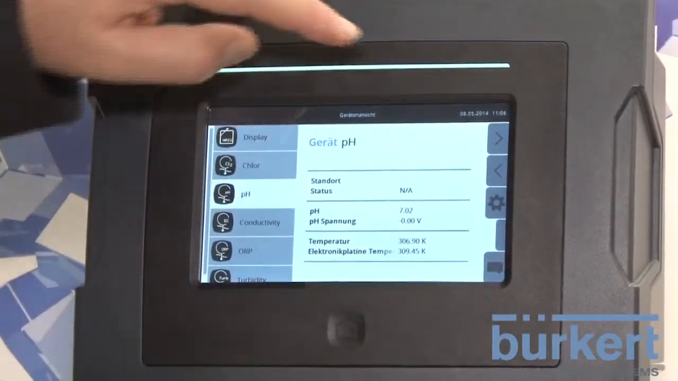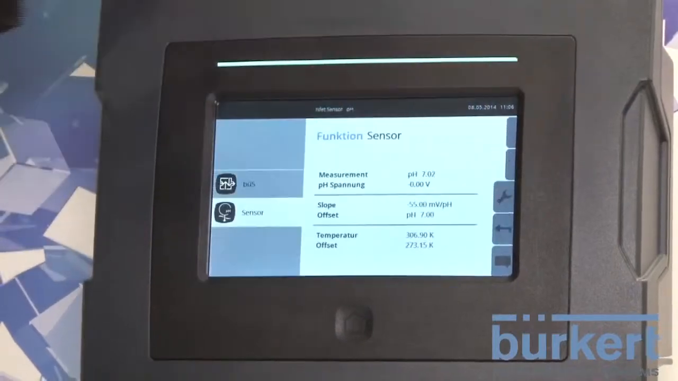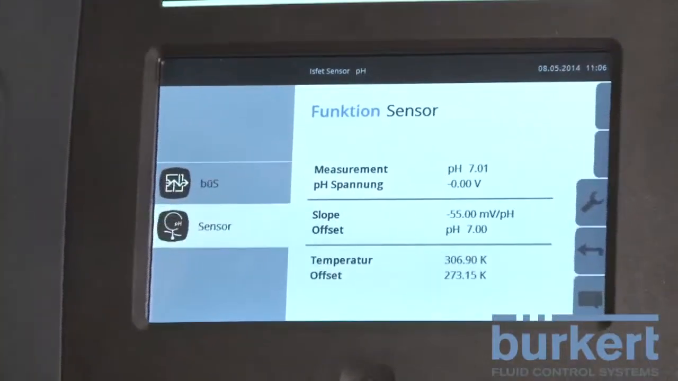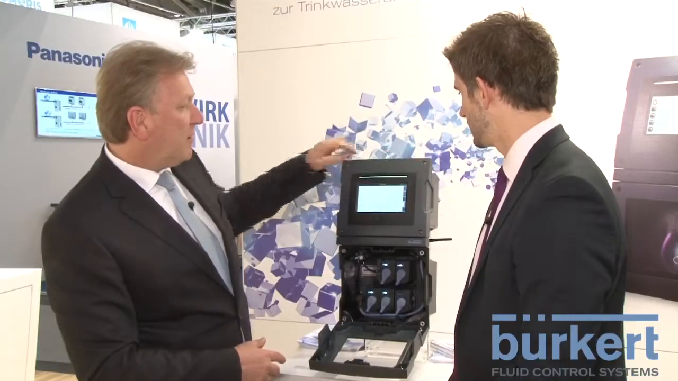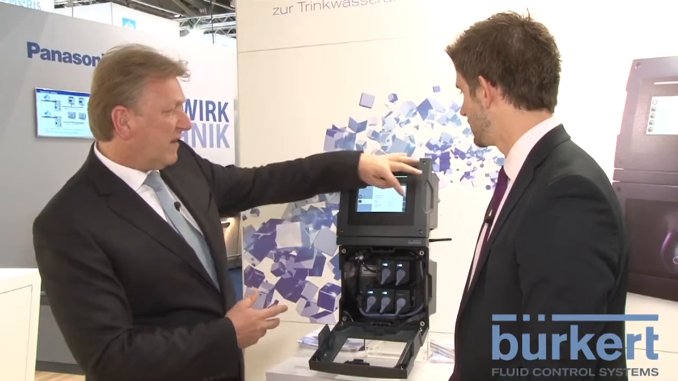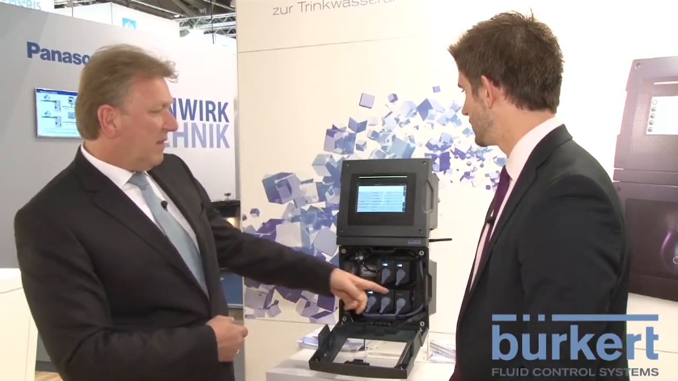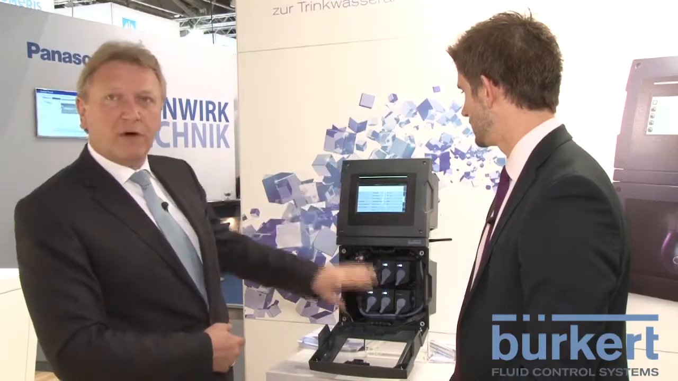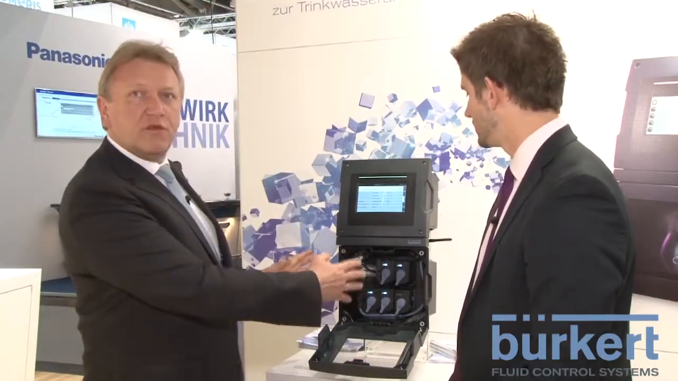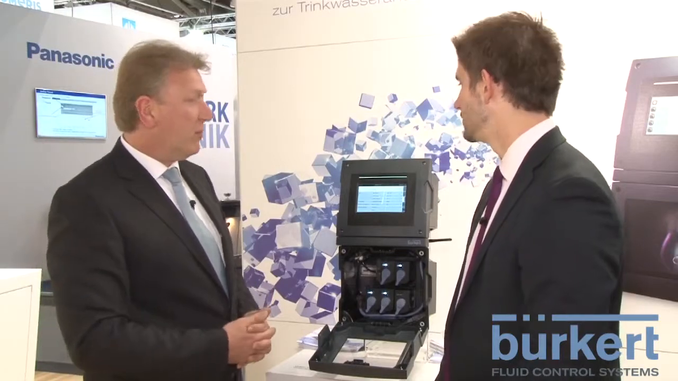When going to the parameters of one of the sensors and going deeper into details, what the functions of a sensor show, then the sensor says, okay, now I'm in the focus, because it's possible to do up to 30 measurements into the system in one waterworks.